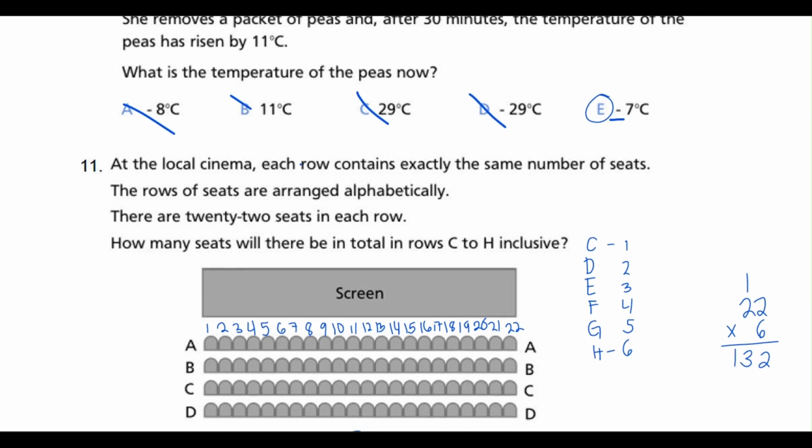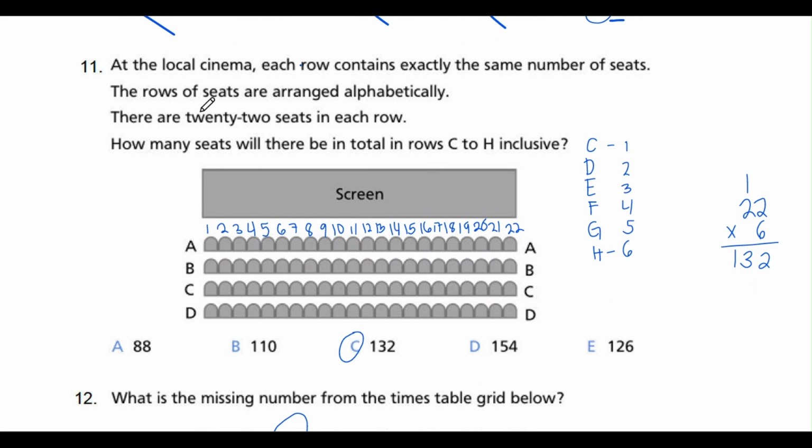Question 11. Next up, question 11. At the local cinema, each row has the same number of seats. The rows are labeled with letters. If each row has 22 seats, how many seats are there in rows C to H, including C and H?